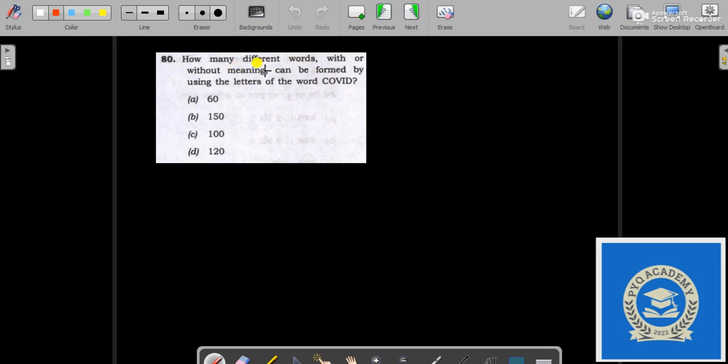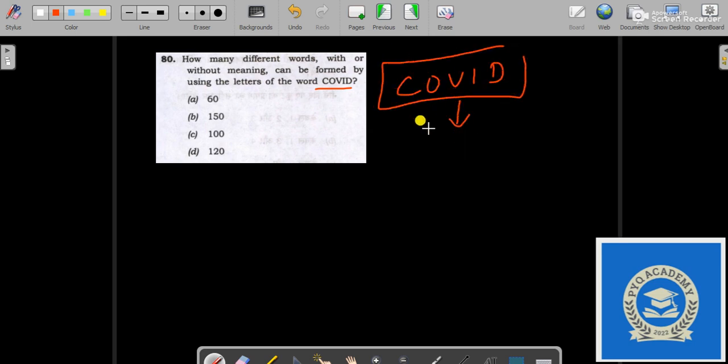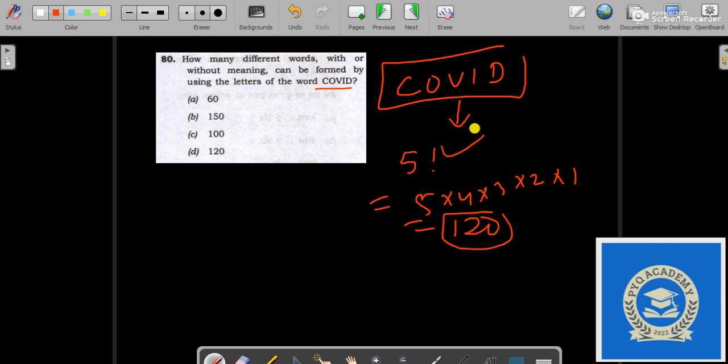Next question is how many different words with or without meaning can be formed using the letters of the word COVID? One of the easiest questions, COVID. If you had gone through previous years, this type of question has been asked many times. So the answer is nothing but 5 factorial. So 5 into 4 into 3 into 2 into 1. Okay, it is 120.